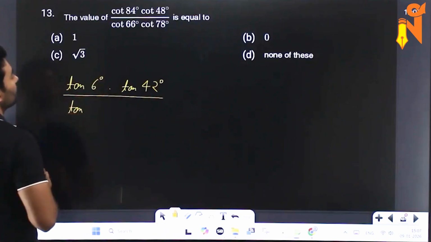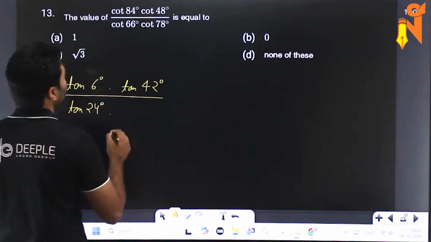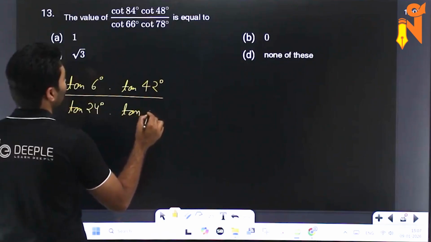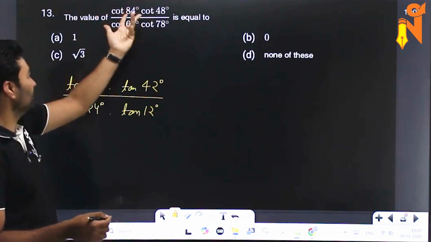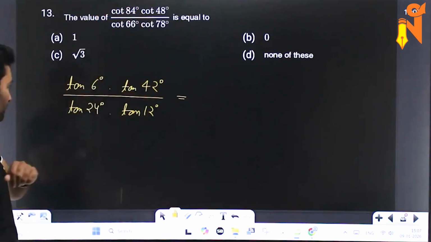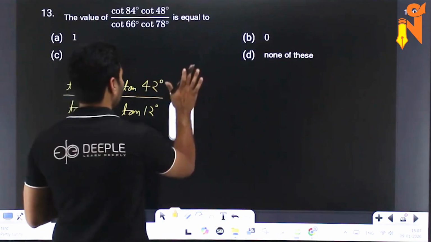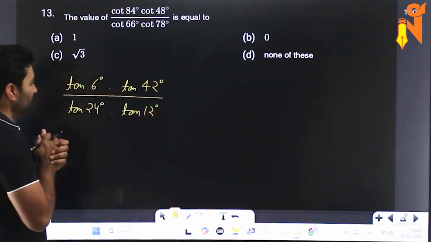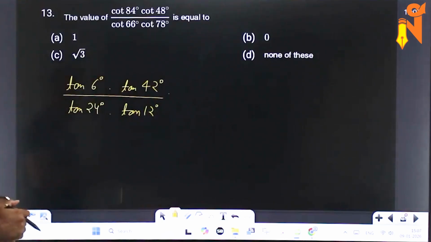tan, 30, sorry, 24. Yeah, 24. And this one is tan of 12, right? You can also do the reciprocal. Obviously, these two will go up and these two will come down. No issue. I want to make small numbers also. Now tan 6 here, and I can see the formula clearly, tan theta into tan 12, 24. 60 minus 6 is how much? 54.